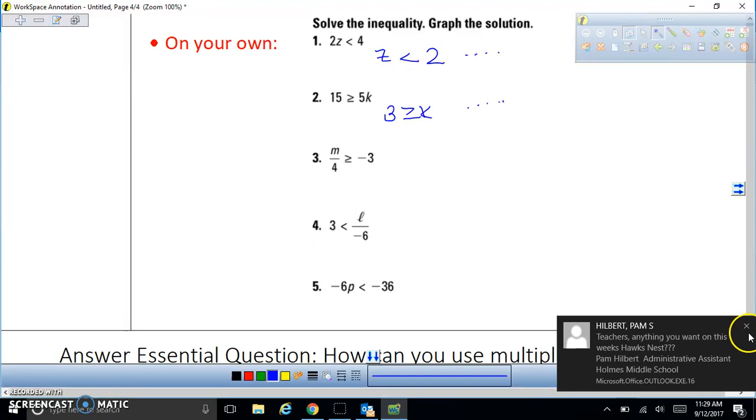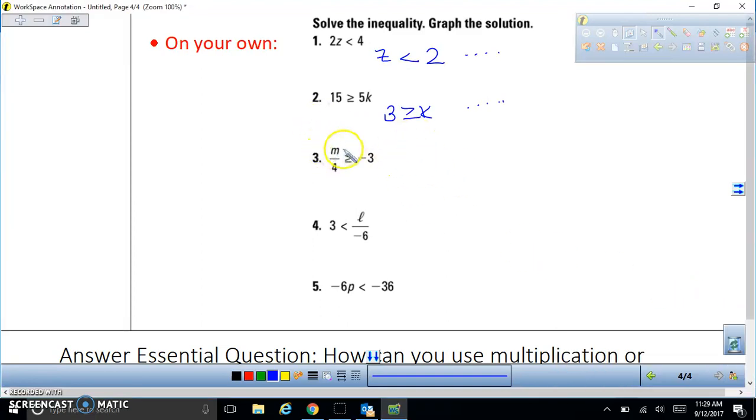Okay, M is still going to be greater than or equal to negative 12. Graph it, have a filled-in circle, and shade to the right. Number 4, L, we're going to undo the division of a negative 6. Got to flip your sign. Must flip the sign. So L is now going to be less than 3 times negative 6, which is negative 18. Graphing it, you should have a closed circle, and you should be shading to the left.